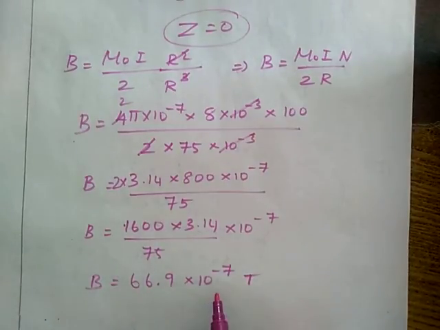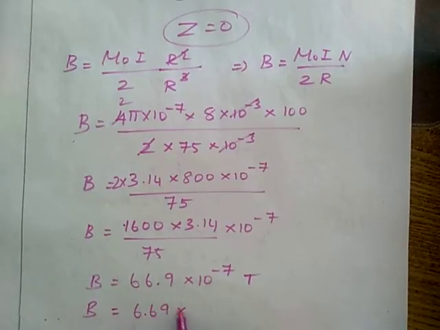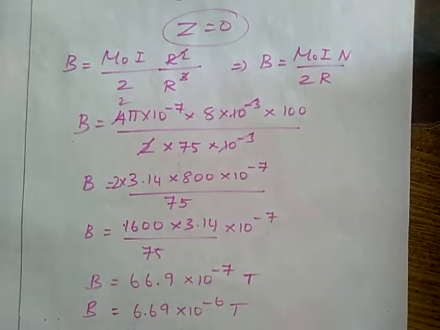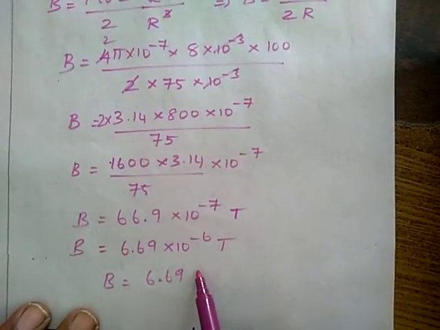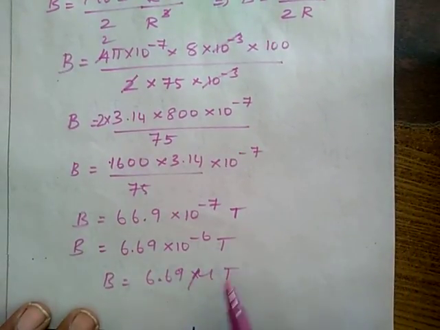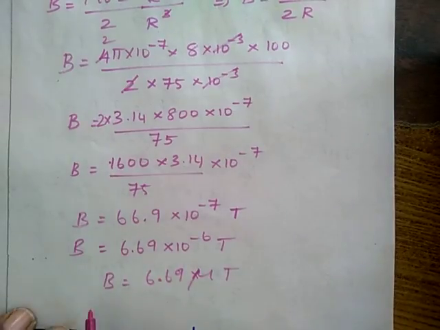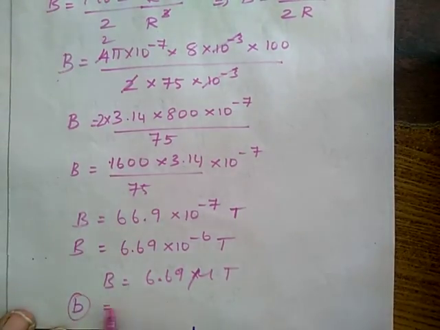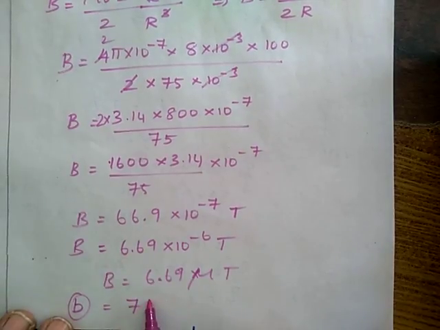So we can write it in terms of micro. B is equal to 6.69 into 10 power of minus 6 Tesla. This is micro. Then B is equal to 6.69 micro Tesla. Okay, it is the answer. So here option B is nearer to this, that is 7 micro Tesla.